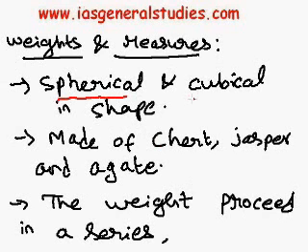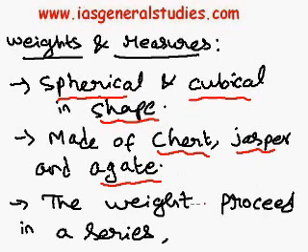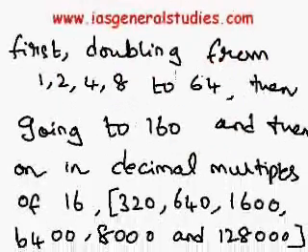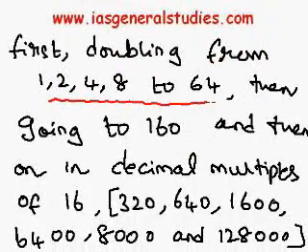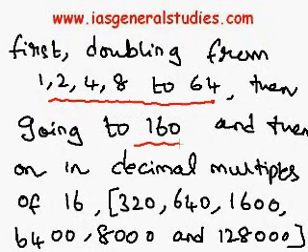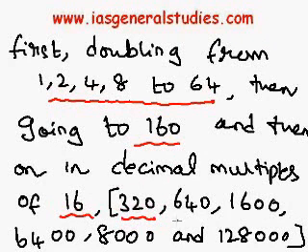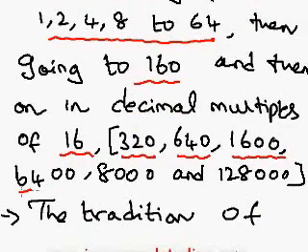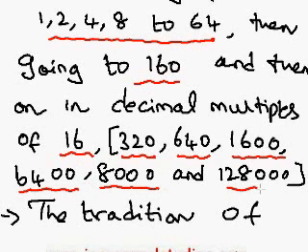The weights and measures were spherical and cubical in shape, made of chert, jasper and agate. The weights proceeded in a series, first doubling from 1, 2, 4, 8 like that till 64, then going to 160 and then on to decimal multiples of 16, that is 320, which is 16 into 20, then 640, which is 16 into 40, then 1600, which is 16 into 100, and 6400, that is again a multiple of 16, and 8000 and so on.